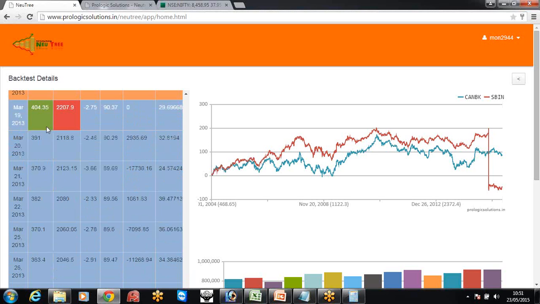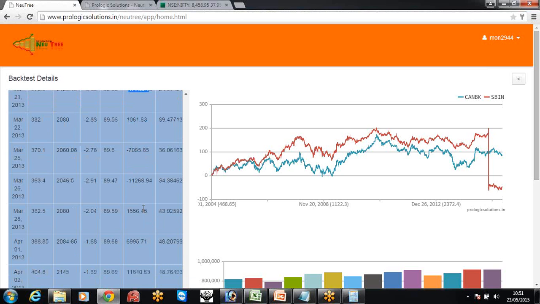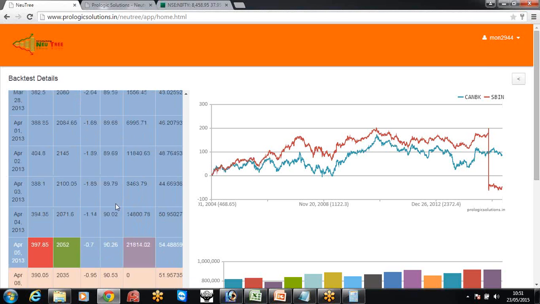Now again we have this trade, Can Bank buy, SBI short. Again you can see the perfect conditions, 2.75, 90%, and then the next day it's 17,000, and then again it keeps falling down, and as soon as it reaches 1, it has given you this profit.